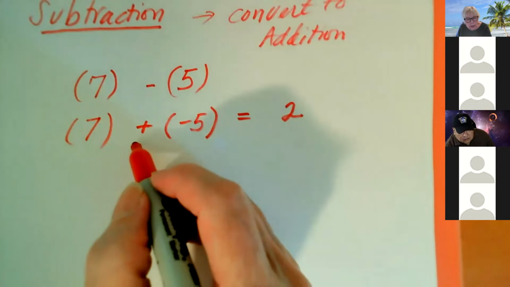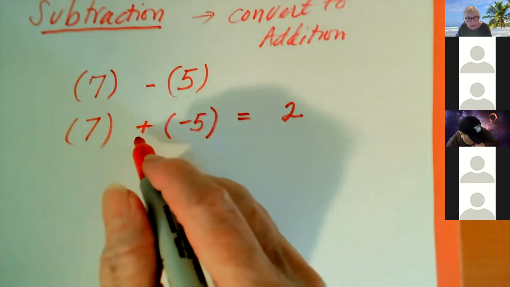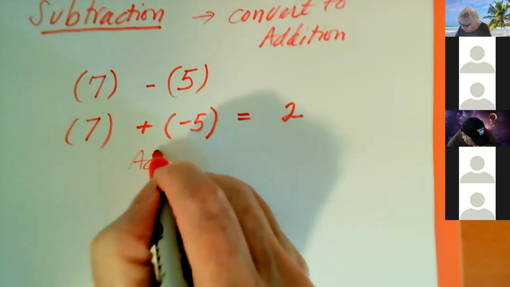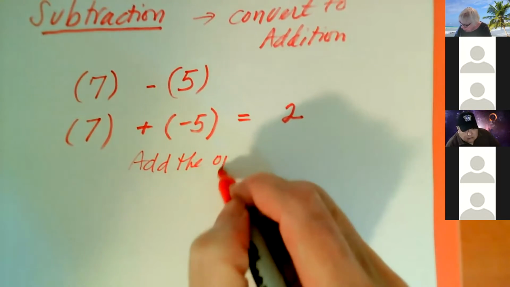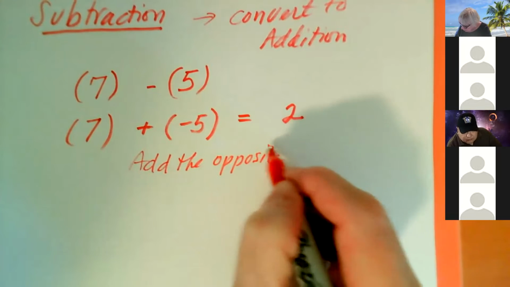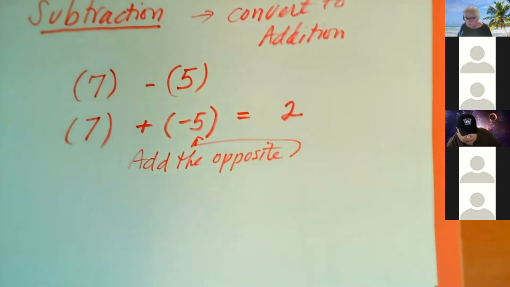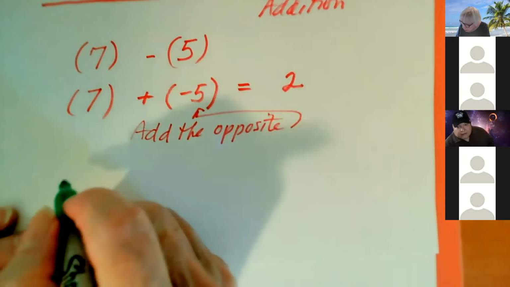So somebody would say, oh, okay, summarize this for me. To do subtraction, we're going to add the opposite. Okay. So after a while, you get so good at these, you're not even thinking about this. But when you get started, you have to think about it until you get to the point where you can see what's going on no matter what. So let's try this one.